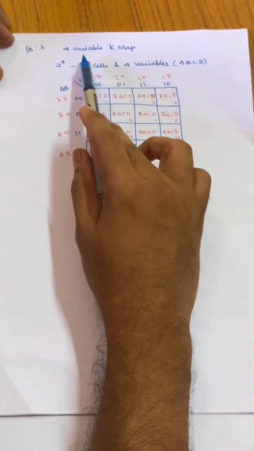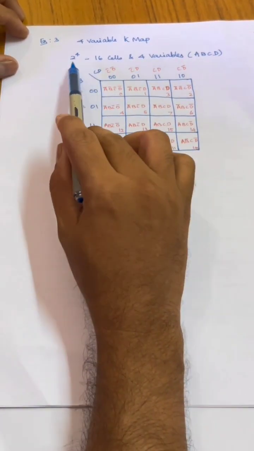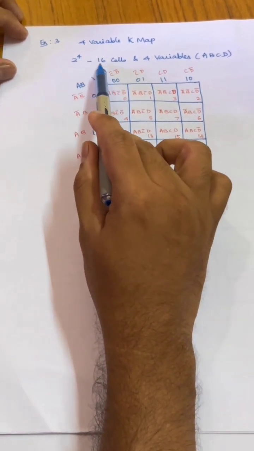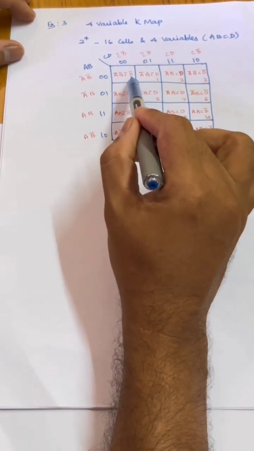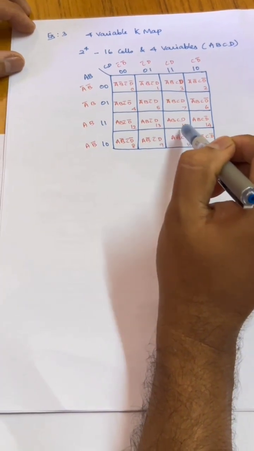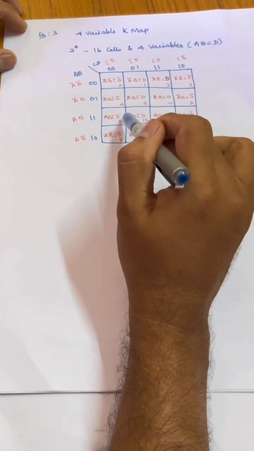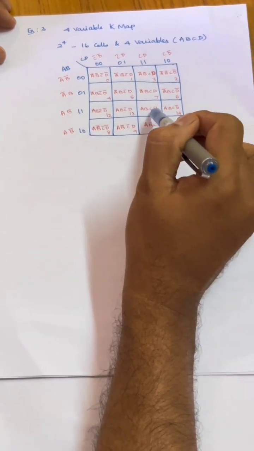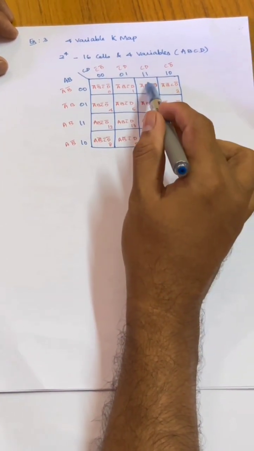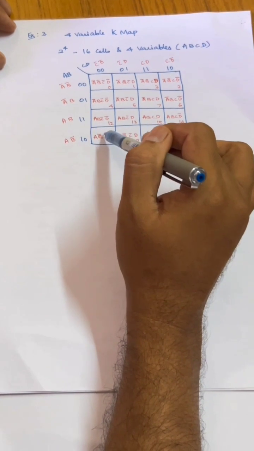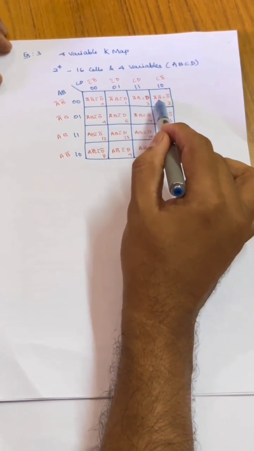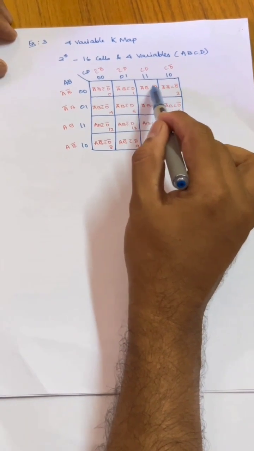Now we are discussing the 4 variable K-map. The variables are A, B, C, D. So totally we have 2 power 4, 16 cell combinations, and it starts from 0 to a maximum of 15. Here you can see the changes: row wise, the third row and fourth row can be shuffled. Accordingly, column wise, the third and fourth columns can also be shuffled due to the single bit variation.